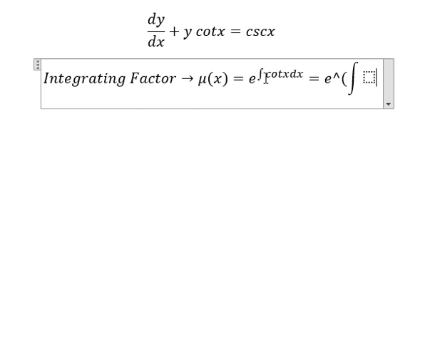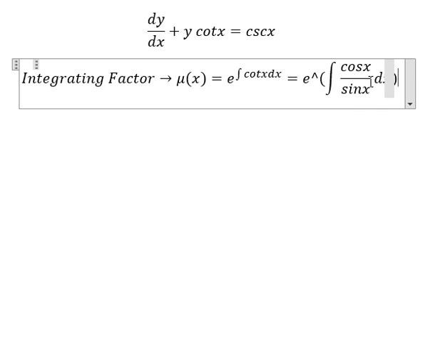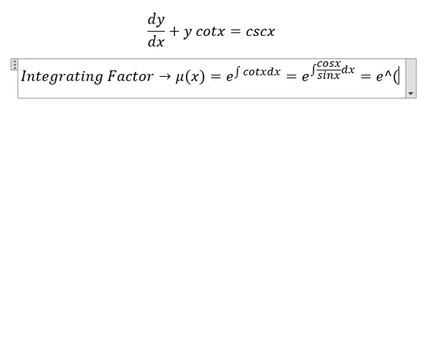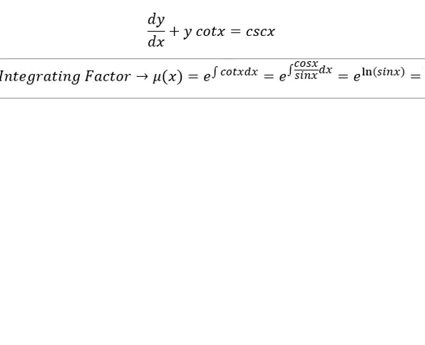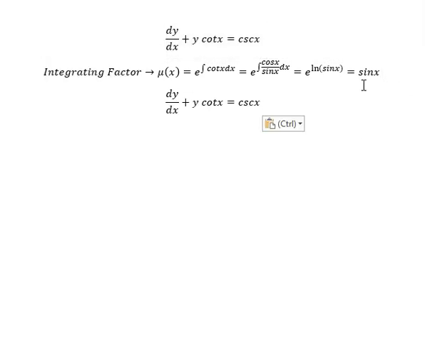So we know that cotangent x is cosine x over sine x. The integration of this one, we have e to the power of ln of sine x. This one we simplify and we have sine x. That means we need to multiply both sides by sine x.